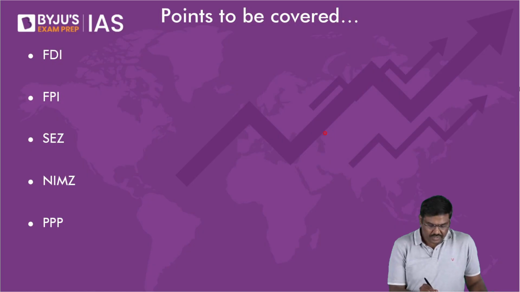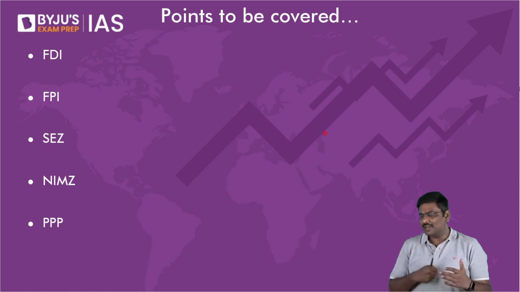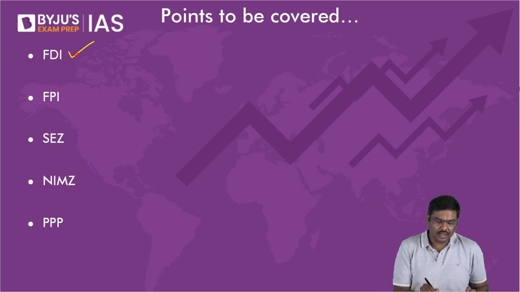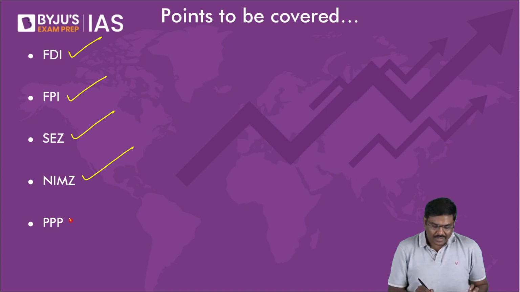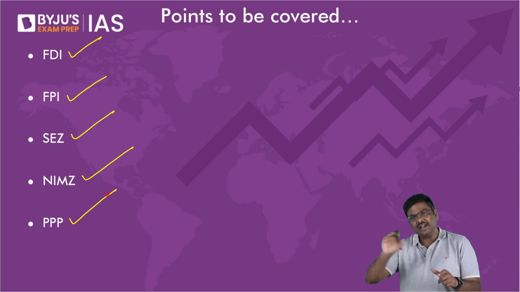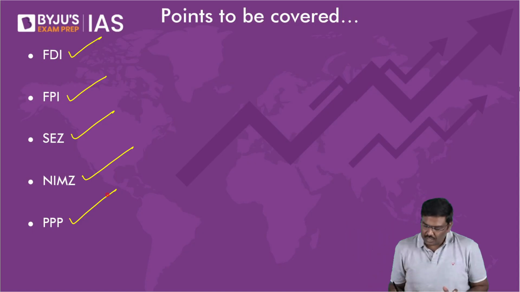We'll start with the FDI. Many of you have been asking what is the FDI, how FDI will be allowed, what is automatic route, etc. Now we'll discuss. Listen carefully. FDI, FPI, SEZ, NIMZ and PPP. All the long forms are there in respective slides. Don't worry. Listen. Now let's start.